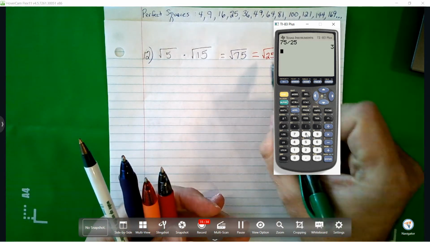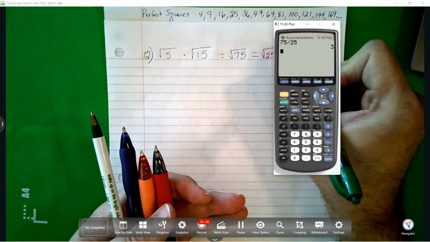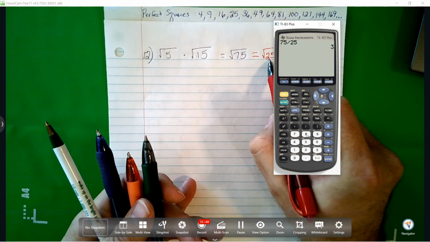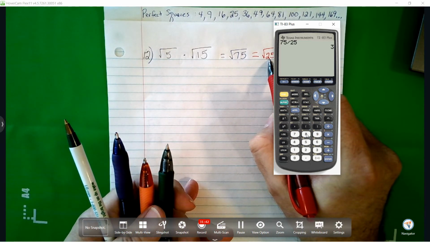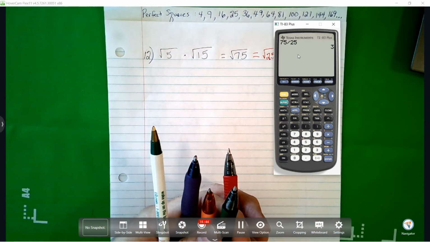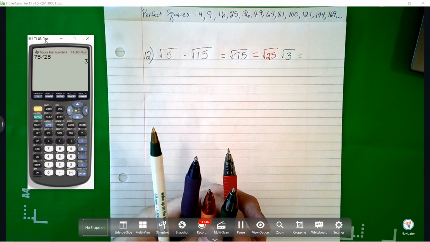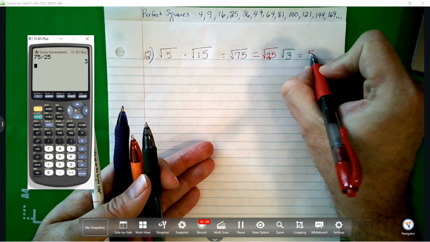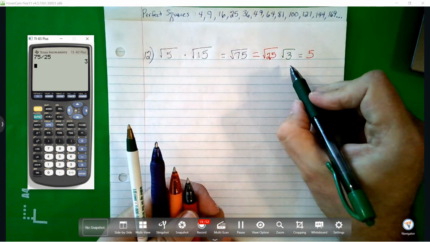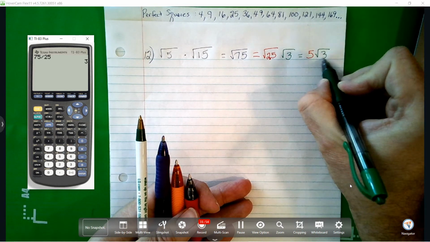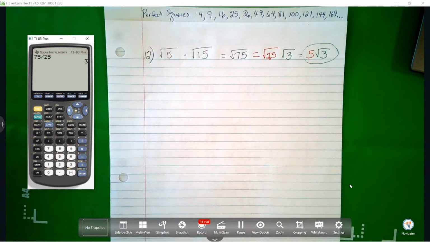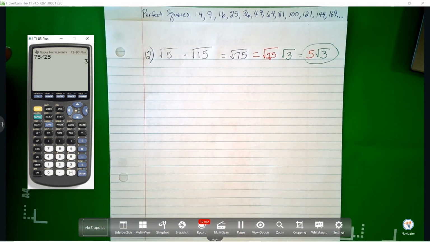Now, simplifying this, it's the same way we were doing it earlier. Square root of 25, what red number am I going to write? Let me get my calculator out of the way. What red number am I going to write? Well, a red 5. Square root of 3. So the square root of 5 times the square root of 15 is 5 square root of 3.